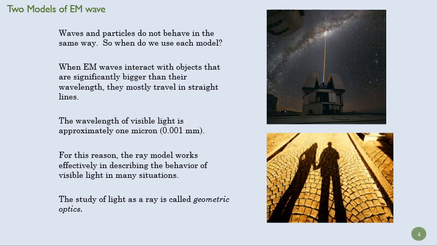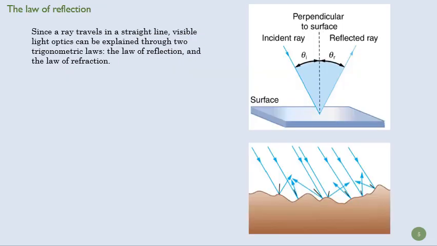The study of light as a ray is called geometric optics, and that's going to be the topic of our upcoming lectures. There are two laws that govern geometric optics. One is the law of reflection, which we'll deal with today, and the other is the law of refraction, which we'll get to next time.